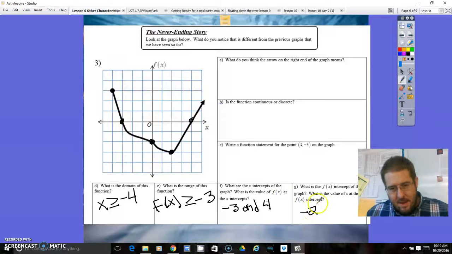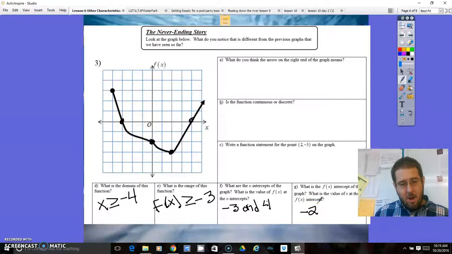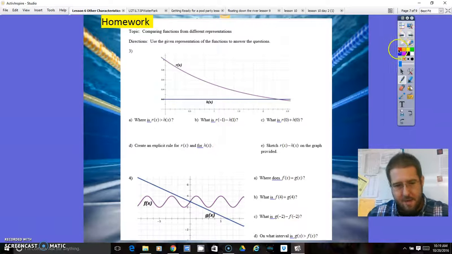And what is the value of x at that f of x-intercept? It's 0 again, because that point is to the left and to the right, 0. That's the whole point of an intercept. An x-intercept has a y of 0. A y-intercept has an x of 0. Done. Great. So let's move to the other half of the homework.